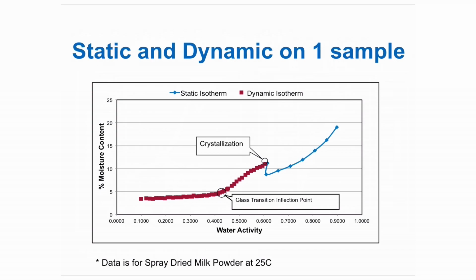So ultimately, the best type of instrument would be able to, again, combine both static and dynamic in one instrument and even on one sample, as indicated here. We run both on this spray-dried milk powder. Using the dynamic method first, we can see that inflection point that indicates the glass transition because of the high resolution. Switch over to the static method where we're held till equilibrium.